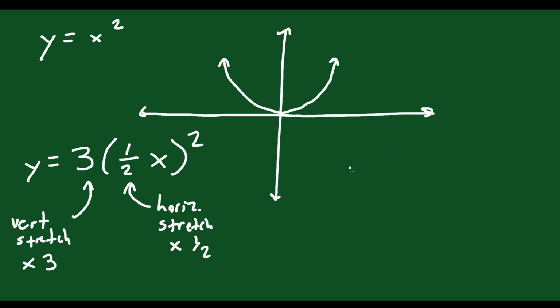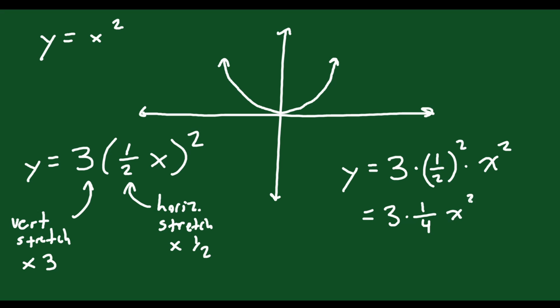Well, one thing you can do is expand this square into the bracket. So you could say y is equal to 3 times 1/2 squared times x squared. And what happens then? Well, you get 3 times, 1/2 squared is a quarter, x squared, and you can put those numbers together. You can say 3 over 4 x squared.